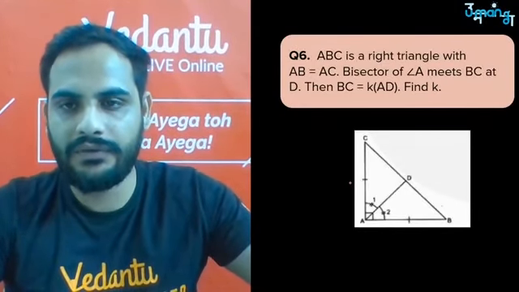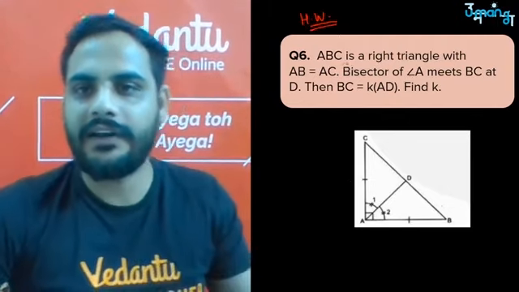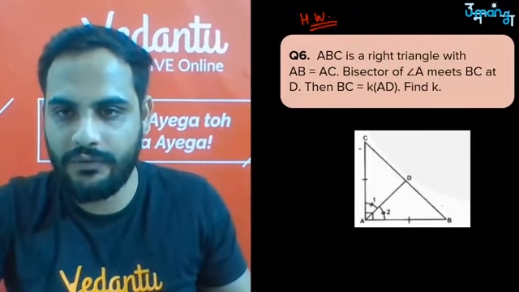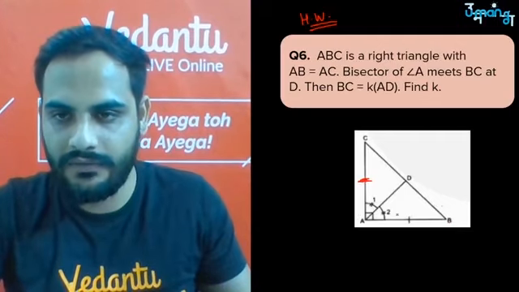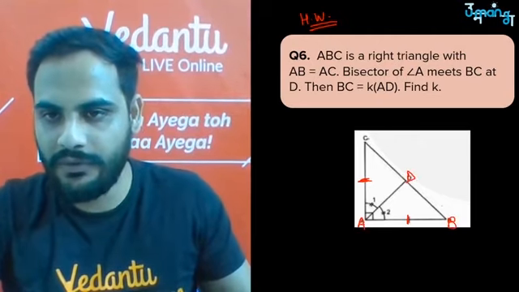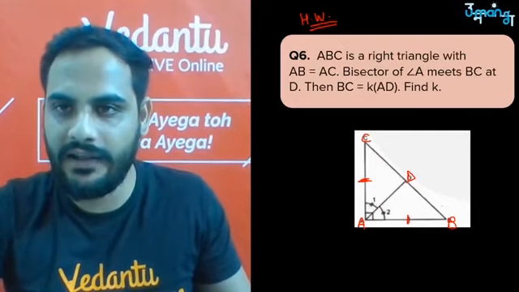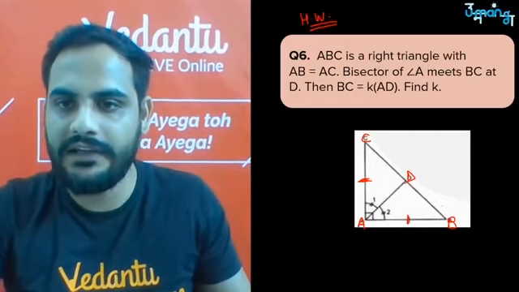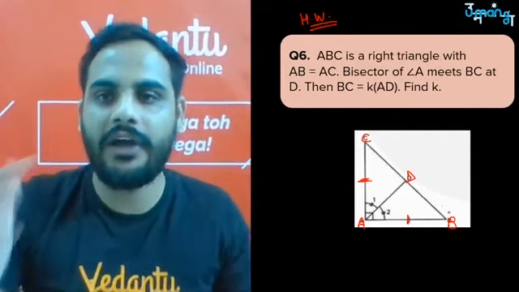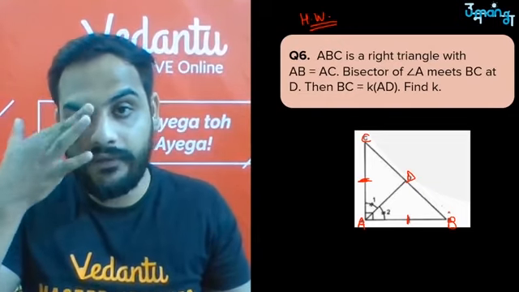Now this is your homework question. ABC is a right angle triangle with AB equal to AC. Let me write the vertices properly for those who are not able to see. The bisector of angle A meets BC at D. So AD is the angle bisector of angle A. Then BC is how many times AD? BC is K times AD. You have to tell me the value of K.